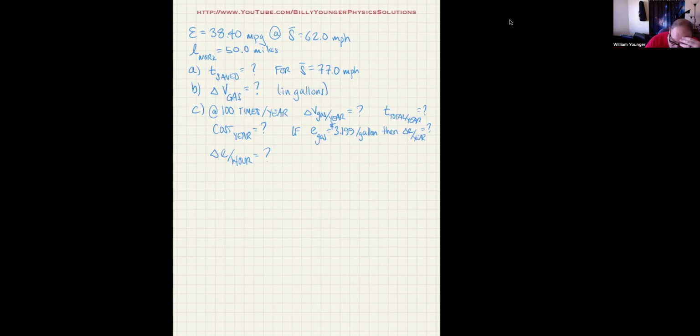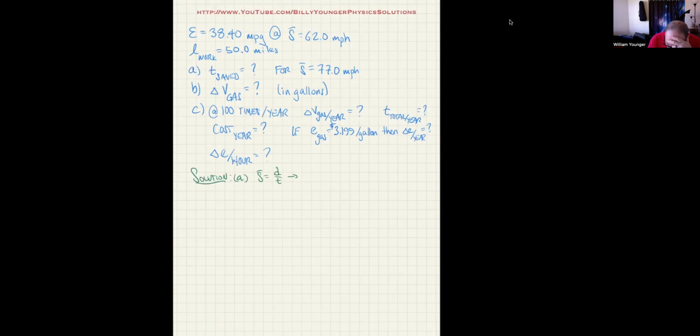I will use, let's say, a nice dark green for my solution. So I'm going to say solution. I'm going to start with part A, and part A is just asking how much time did you save compared to 62 miles per hour. So we know that S average is equal to distance traveled divided by time taken. If I just plug the numbers in, which I normally don't like to do, I like to solve for the variable first and then plug the numbers in. What I want to do is see how long it takes for me at 62 miles per hour, and then see how long it takes for me at 77 miles per hour, and then subtract them.